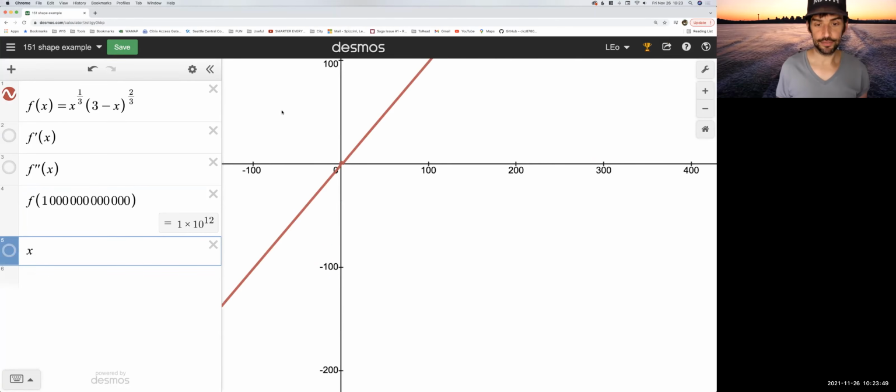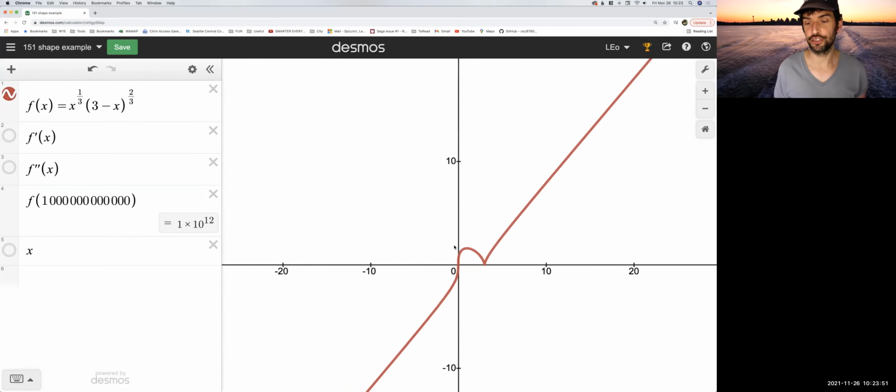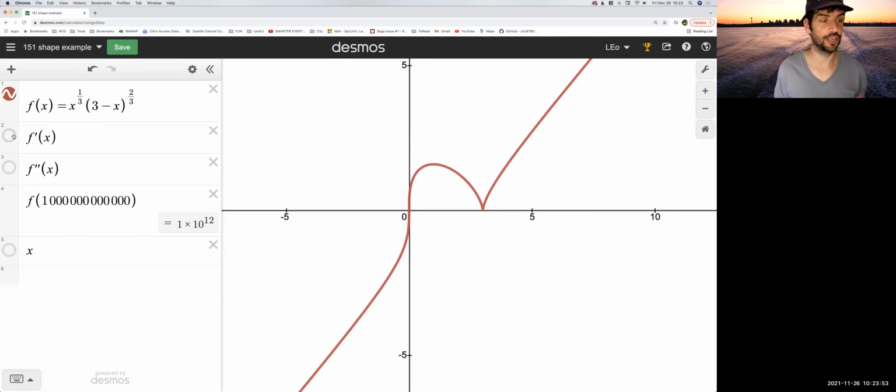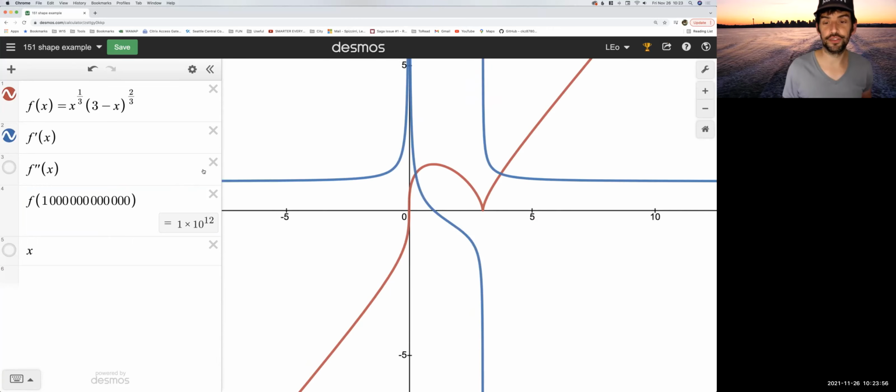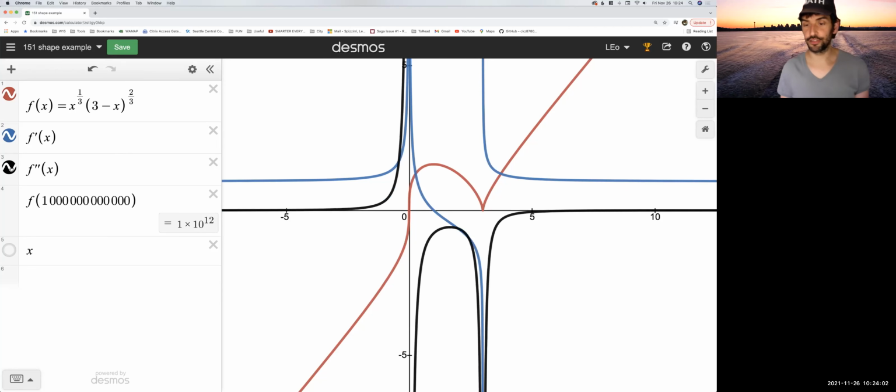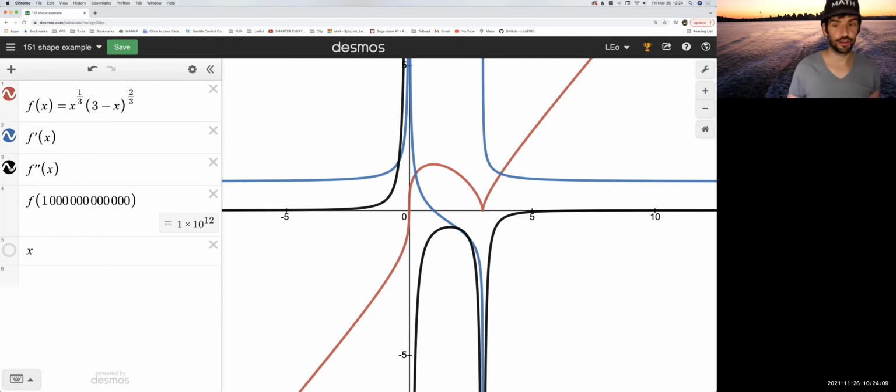Okay, I guess one last thing. I know I said last thing already, but let's just look at those derivatives we found just to see how ugly. Here's the first derivative with its asymptotes, its places where it's not defined at 0 and 3. And there's the second derivative, maybe even messier, has also asymptotes at 0 and 3 and does some strange things.